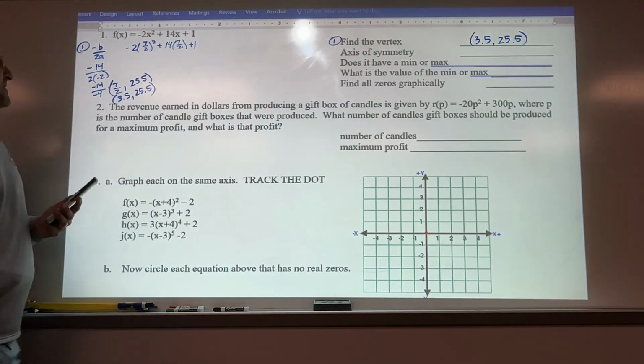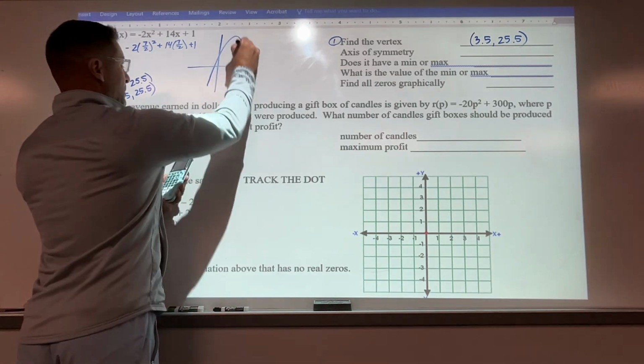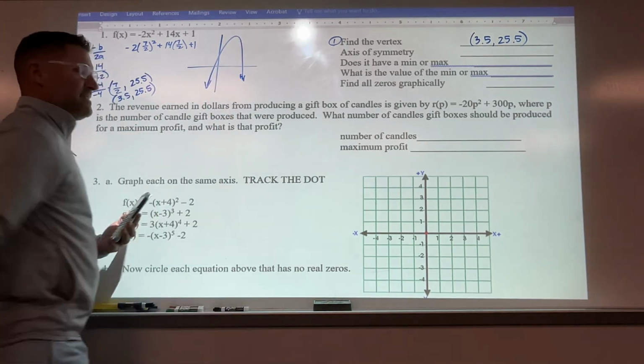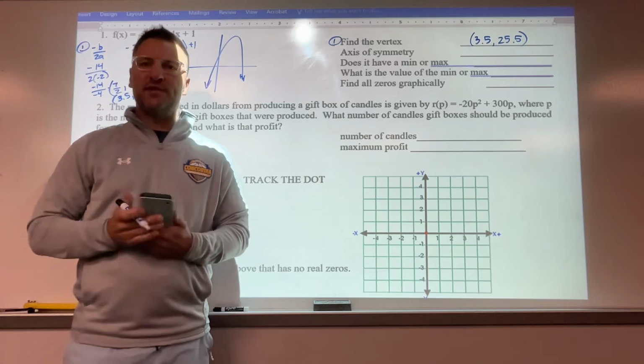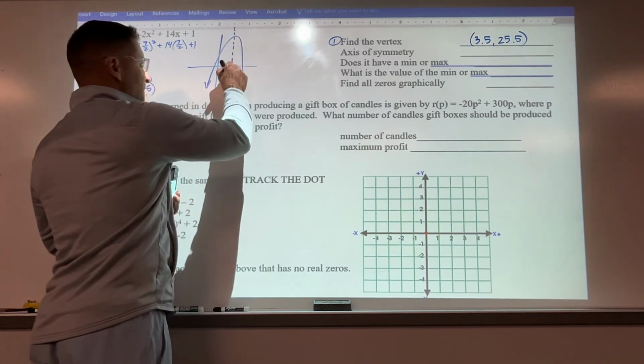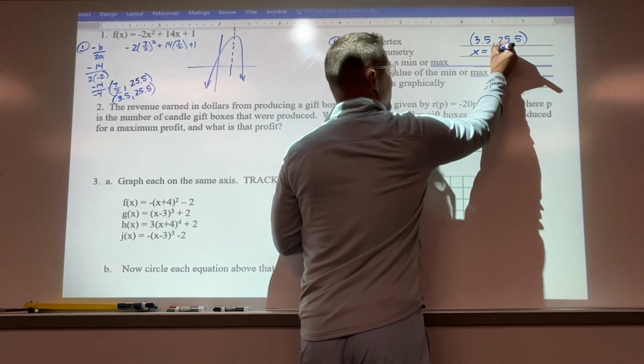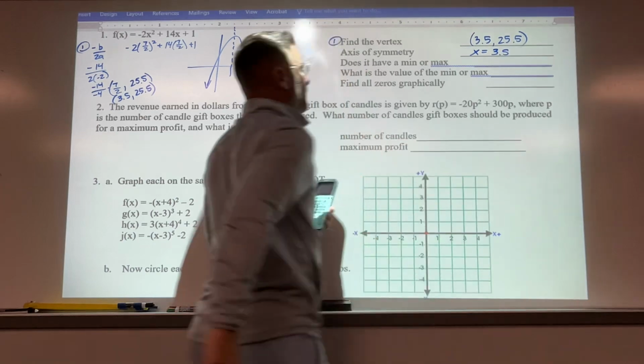All right, axis of symmetry. I'm just going to draw it a little bit. It's up and down like this. Just fair warning, I do take a point off if you don't label the axis of symmetry correctly. It goes through 3.5. The axis of symmetry is at x equals 3.5.